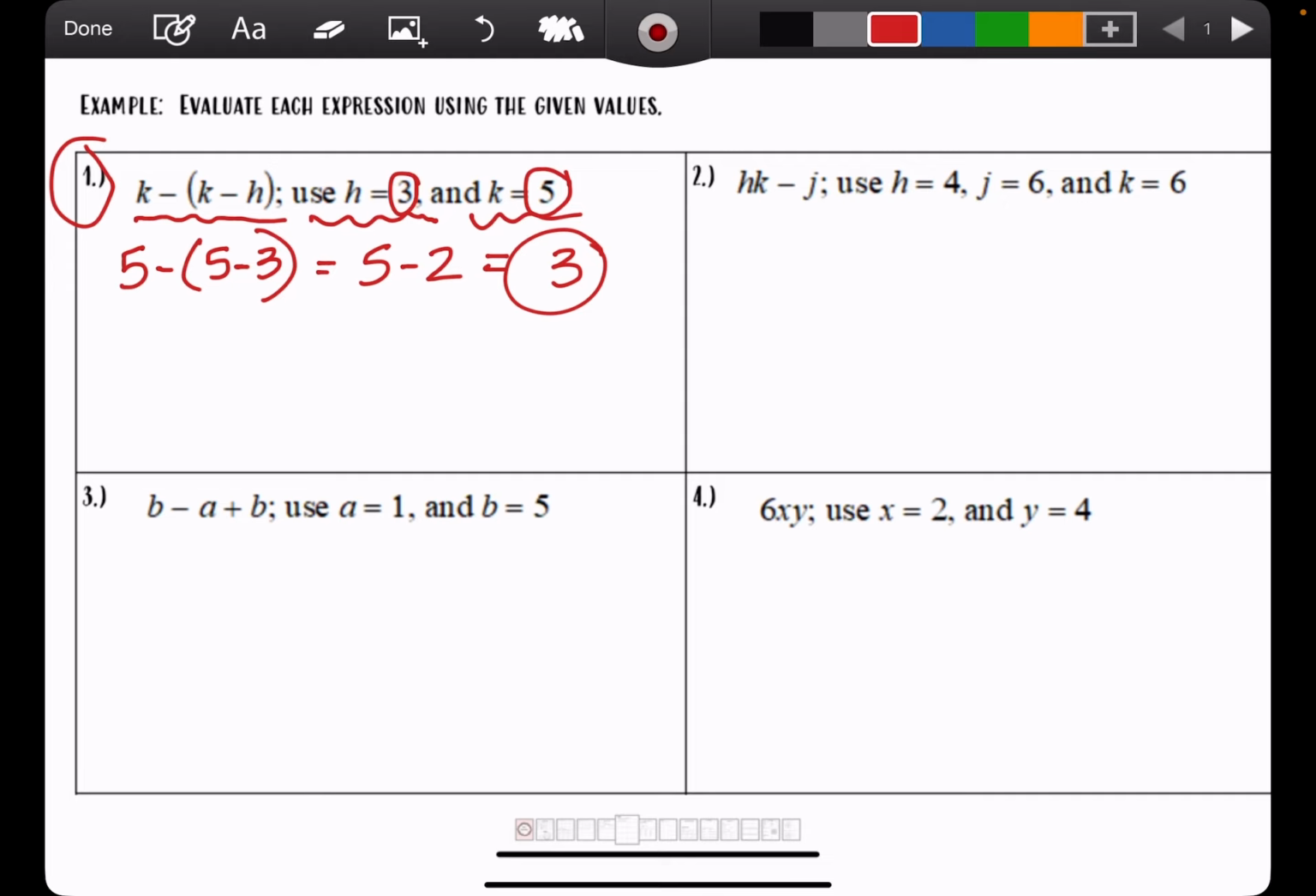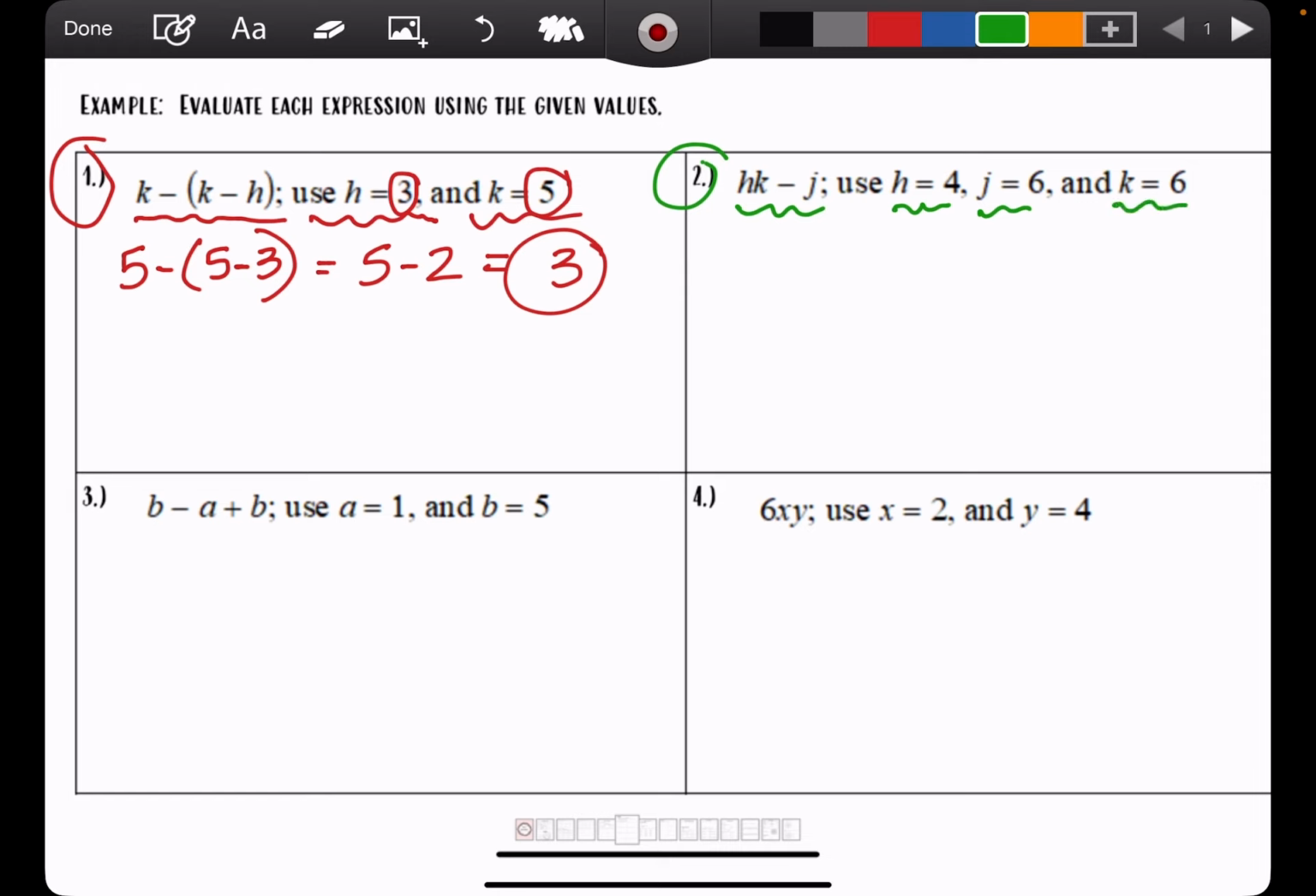So just from that example, you can see all you need to do is substitute in the values for the variables that they give you, and then evaluate using order of operations. So let's look at example number 2. h times k minus j, that's our expression. They say use h equals 4, j equals 6, and k equals 6.